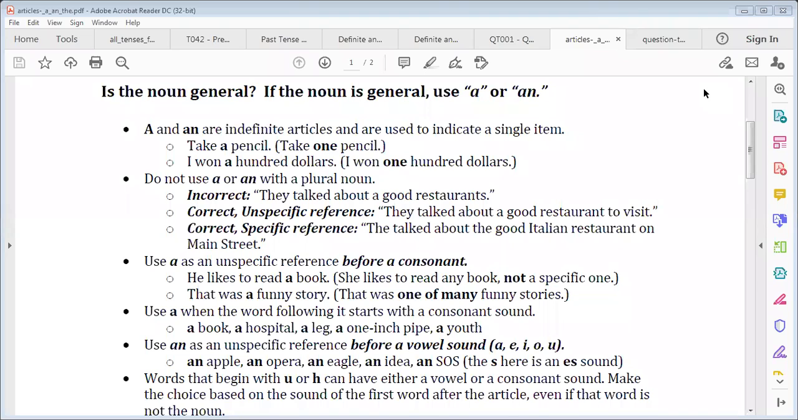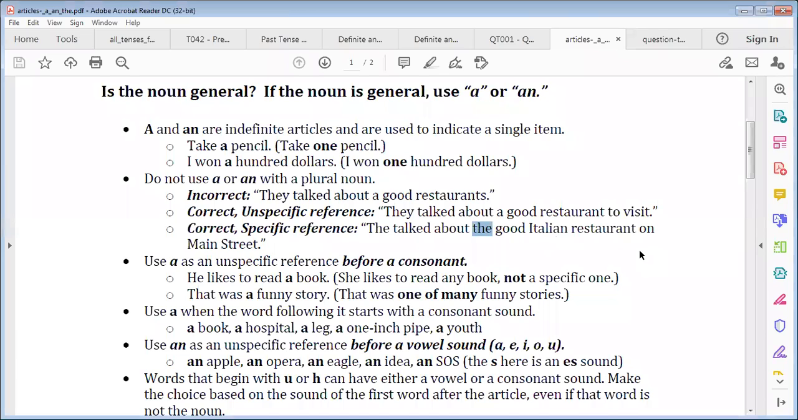They talked about a good restaurants. No, not with the plural noun. This is incorrect use. Correct is unspecific reference. For example, they talked about a good restaurant to visit. So with a good restaurant, singular noun only, we will use a or an. They talked about the good Italian restaurant on Main Street. Unspecific reference means just any good restaurant. They were talking about any good restaurant. But in the next example, there is a specific name given, that is good Italian restaurant. As this is a specific noun, they have used the, because it is definite. That is why the and not a.